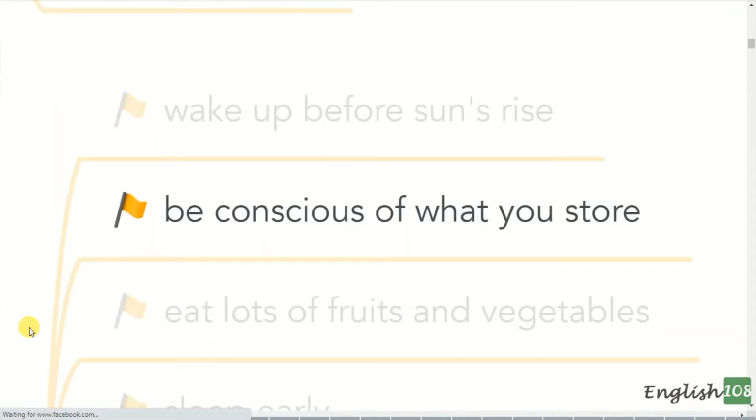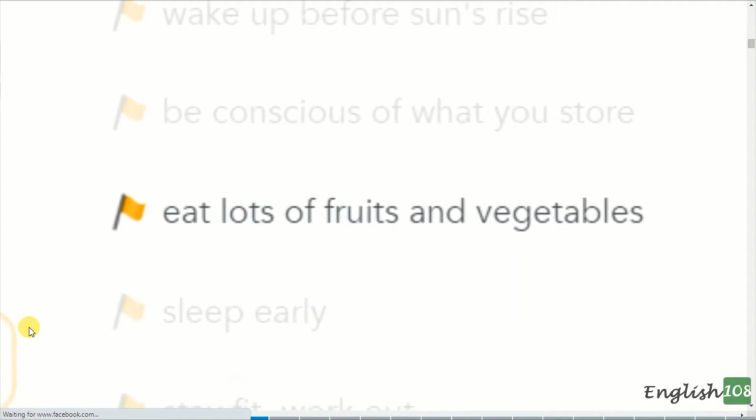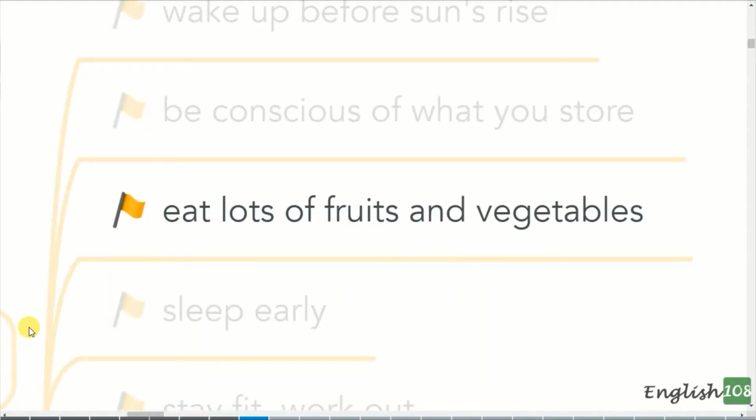So let's look at this. Be conscious of what you store. Obviously you do not want to store trash. We watch plenty of content online, so you do not want to use up your memory with content that is not really useful or not really worth it. Obviously that's that.